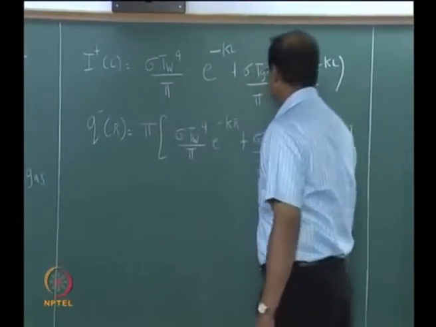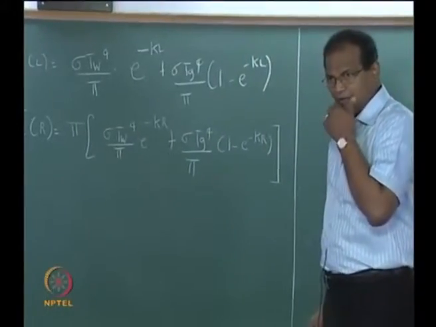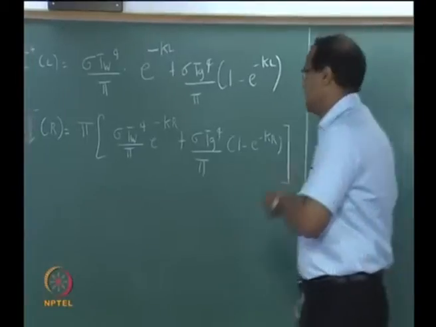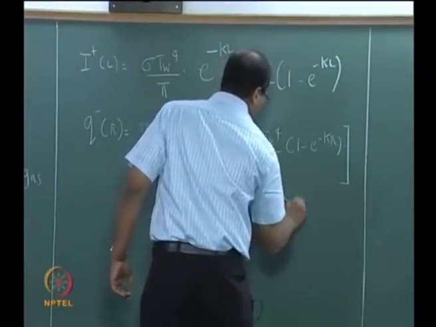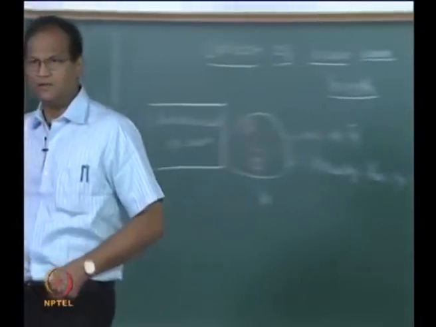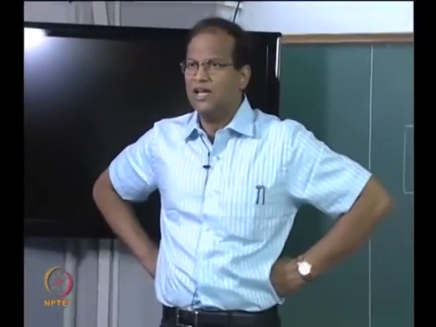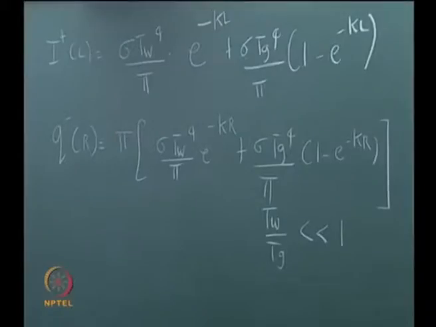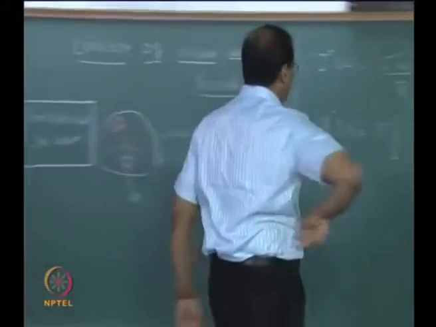Now it is possible for me to cancel the pi, right. One more thing I am going to do is assume Tw by Tg is much less than 1. It is the gas which is contributing more to the radiation. Tw may be at 300 Kelvin, the gas may be at 1500 Kelvin, it may be hot combustion gases, the walls are not very hot. Then what can happen to the first term? You can knock it off.